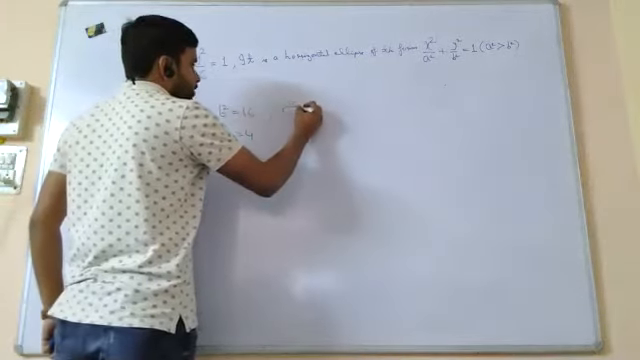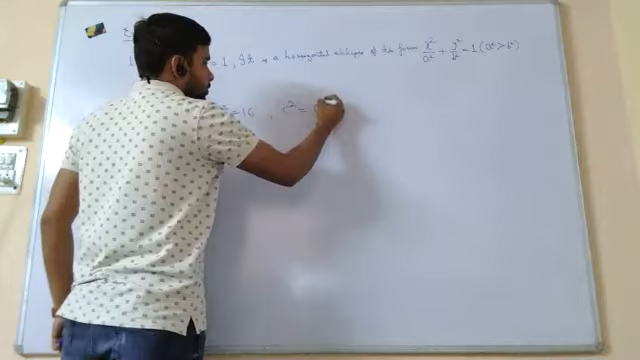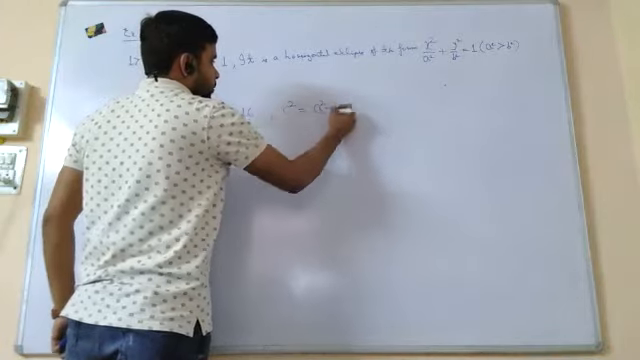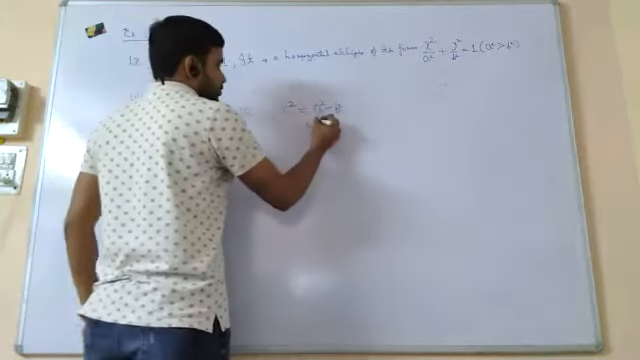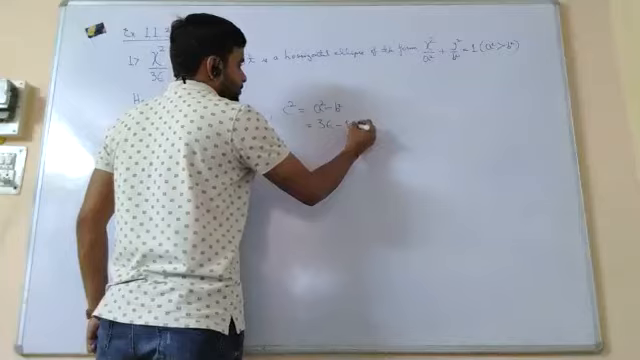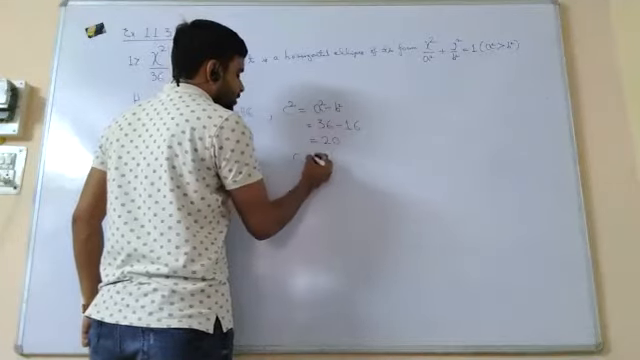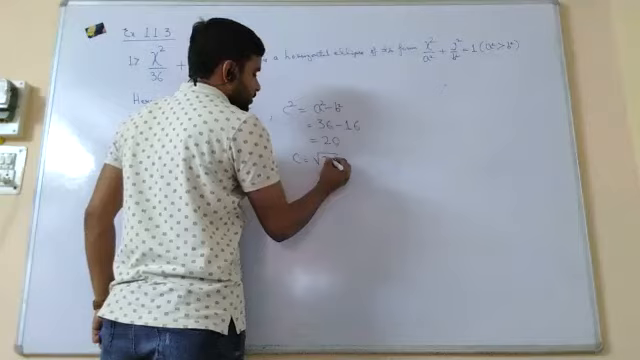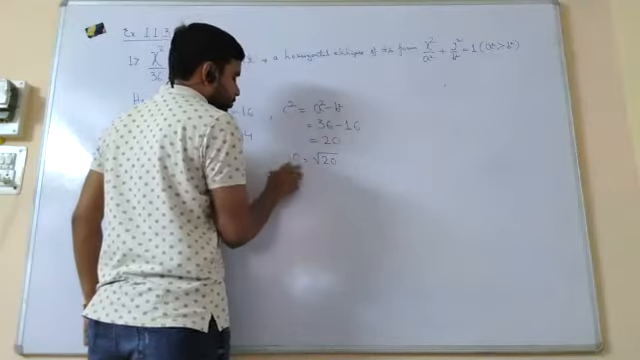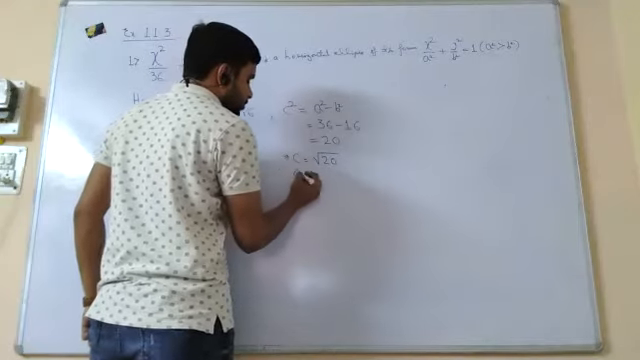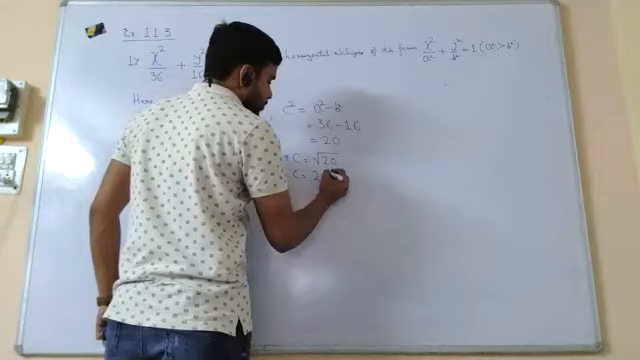You know that c square is a square minus b square, that is 36 minus 16. तो c का वैल्यू कितना हो जाएगा √20. √20 को हम लोग और सिंपलेस्ट फॉर्म में लिख सकते हैं 2√5.